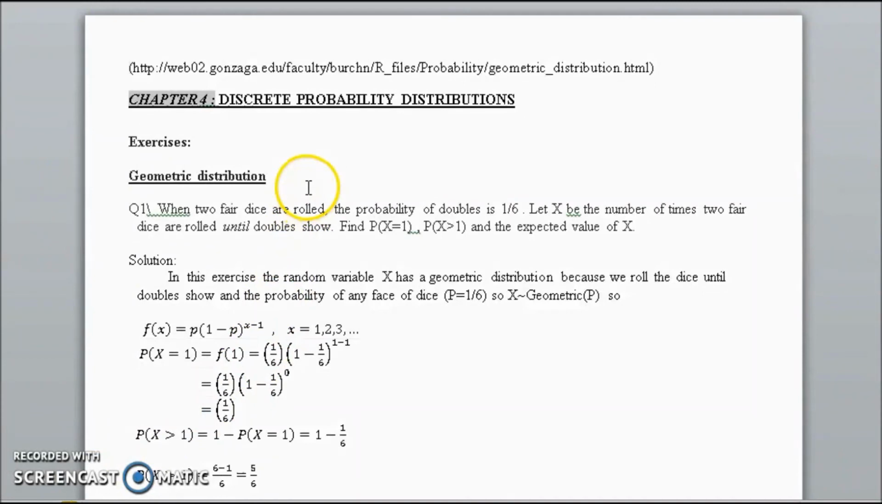Assalamu alaikum warahmatullahi wabarakatuh. Now I will give an exercise about geometric distribution. The exercise says, when two fair dice are rolled, the probability of doubles is 1 over 6. Let X be the number of times two fair dice are rolled until doubles show. Find the probability of X equal to 1, the probability of X greater than 1, and the expected value of X.